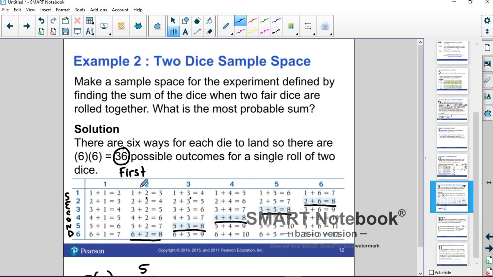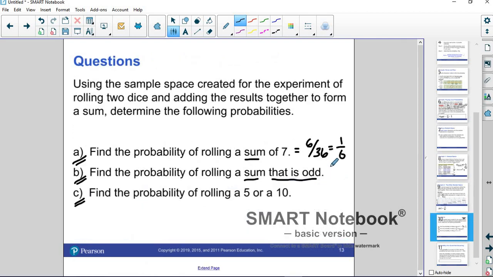Find the probability the sum that you roll is odd. Well, odd numbers would be a 3 or a 5 or a 7. 7, 5, 3. 5, 7, 9. 9, 7, 5. 7, 9, 11. 11, 9, 7. Okay, every other number's odd. Well, if every other number's odd, then there are 18 of those out of 36, and that's a probability of 1/2.